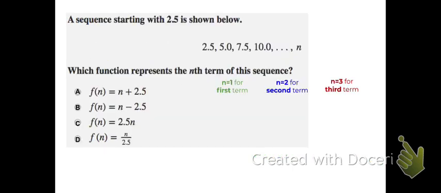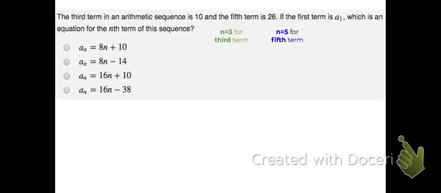We're not going to solve this one, but I want to show you how this is a similar problem, except instead of x, they're using n. So substitute 1 in for n and see if it gives you 2.5. Substitute in 2 for n and see if it gives you 5, and so on. This is another way you might be presented with this sort of question.